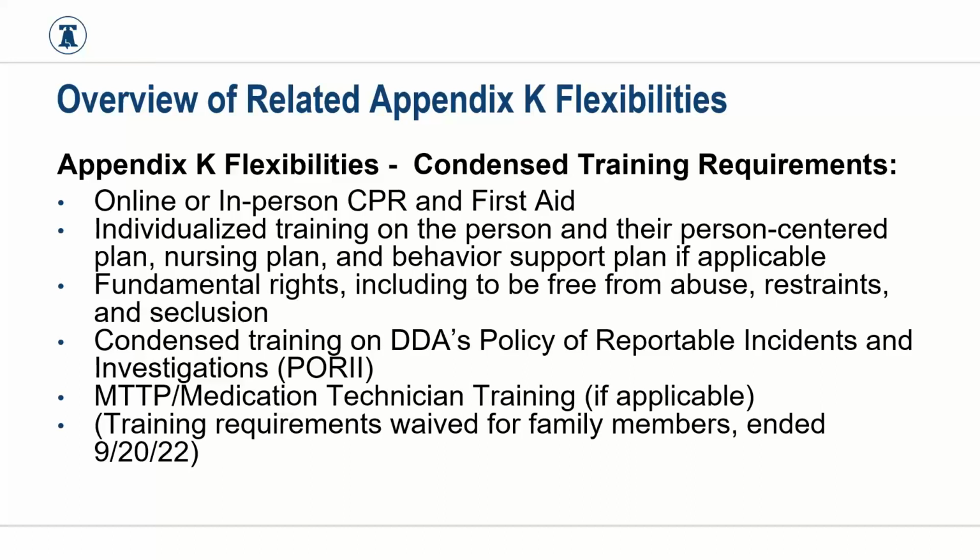So all of those kinds of flexibilities will be taken into consideration for each and every claim review, and it will be based on the specific dates of service. So whatever Appendix K flexibilities were in place on that date of service will be utilized as part of the review. So that's an important clarification that we wanted to make sure everybody knew.